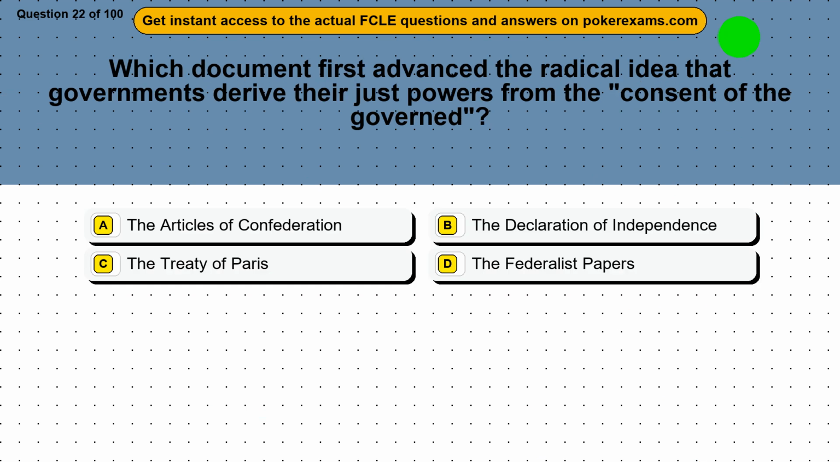Question 22. Which document first advanced the radical idea that governments derive their just powers from the consent of the governed? Option A, the Articles of Confederation. Option B, the Declaration of Independence. Option C, the Treaty of Paris. Option D, The Federalist Papers.